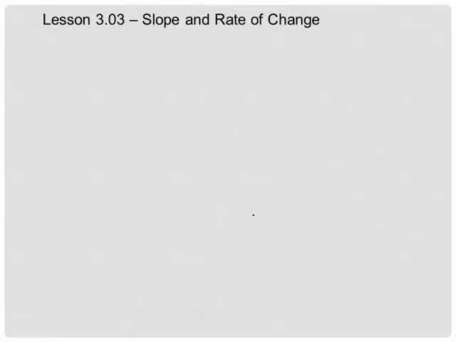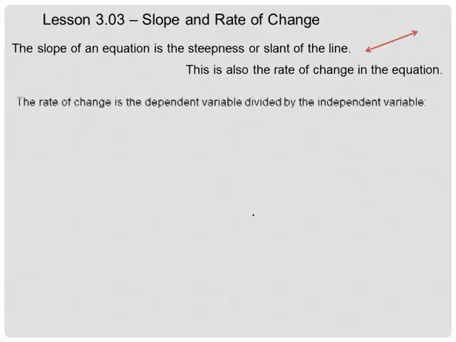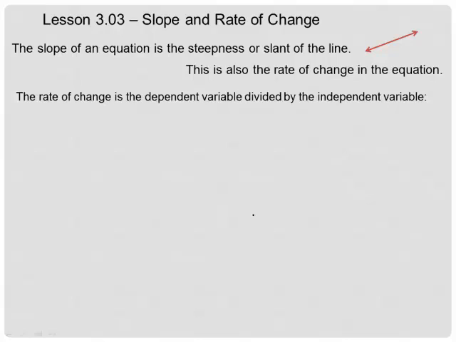Lesson 3.3, Slope and Rate of Change. The slope of an equation is the steepness or slant of a line. This is also the rate of change in the equation. And the rate of change can be found as the dependent variable divided by the independent variable if we have a direct variation. So this is in a direct variation.